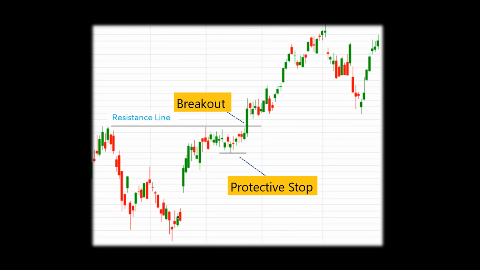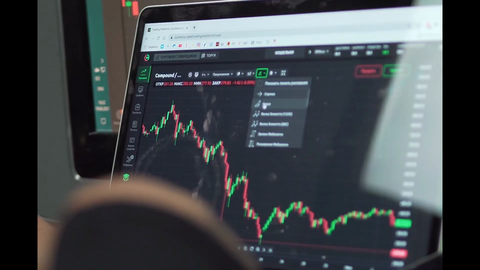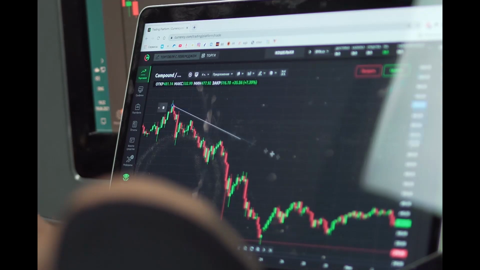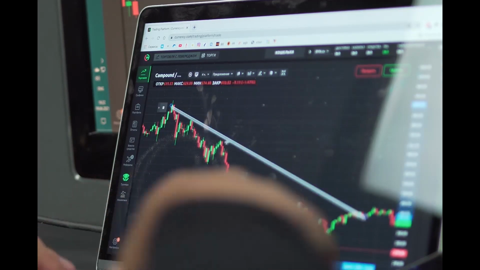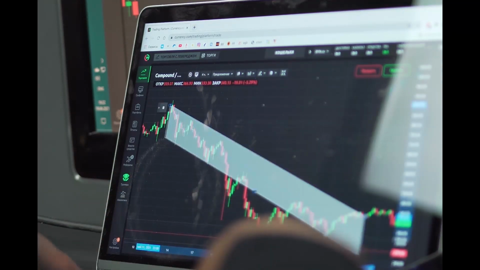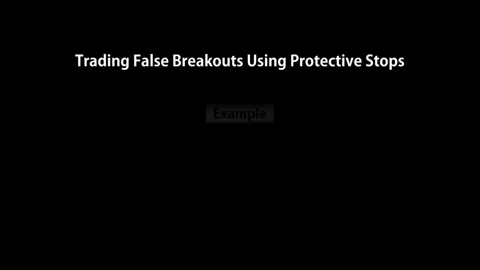The distance between the breakout level and the protective stop level will depend on the trader's risk tolerance and the volatility of the asset being traded. By using a protective stop below the breakout, traders can participate in potential upside gains while minimizing their exposure to downside risks. Trading false breakouts using protective stops.